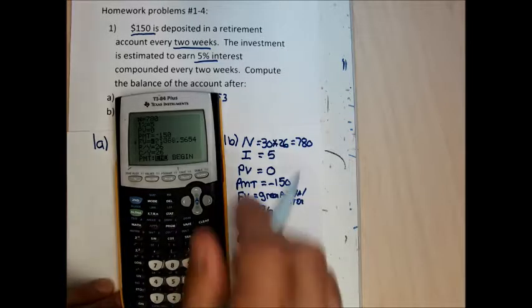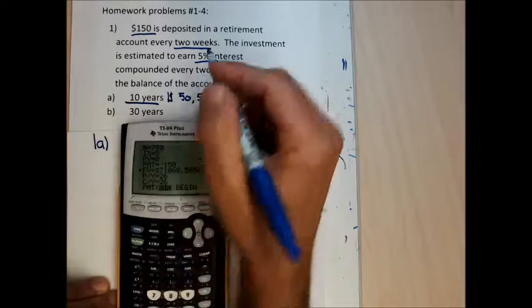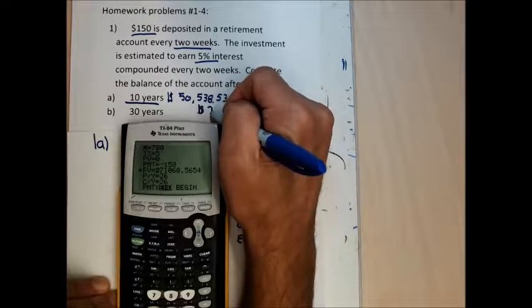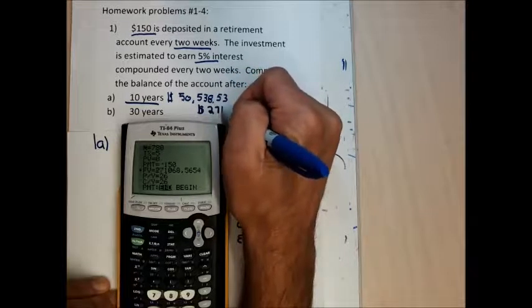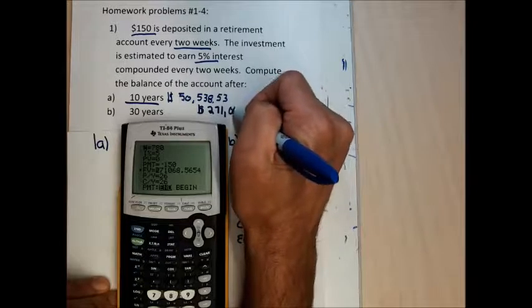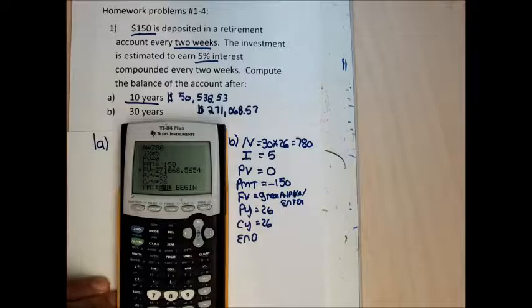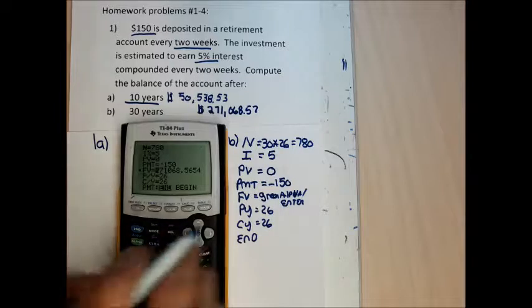And my answer for part B, so I get like 5 times the money, even more than 5 times the money, is $271,068.57 will be saved up by putting $150 away every 2 weeks at 5% interest for 30 years.